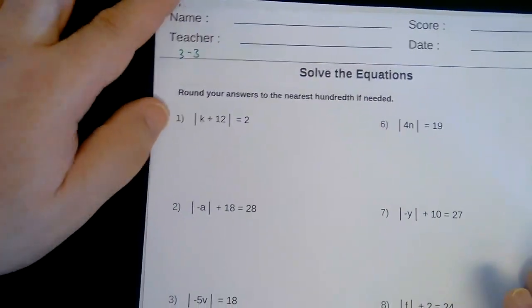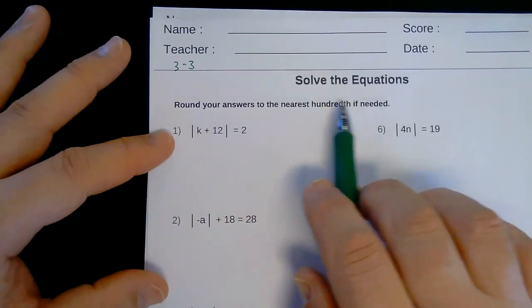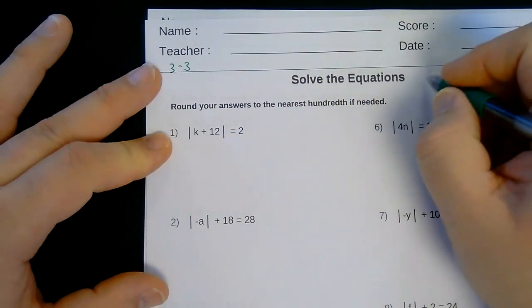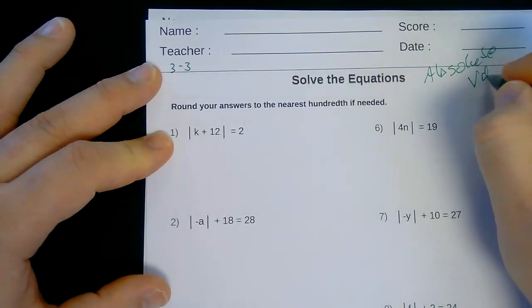Okay, good morning. The last section of Unit 3, and that's Section 3. We're going to work on solving equations involving absolute values. So, absolute value.